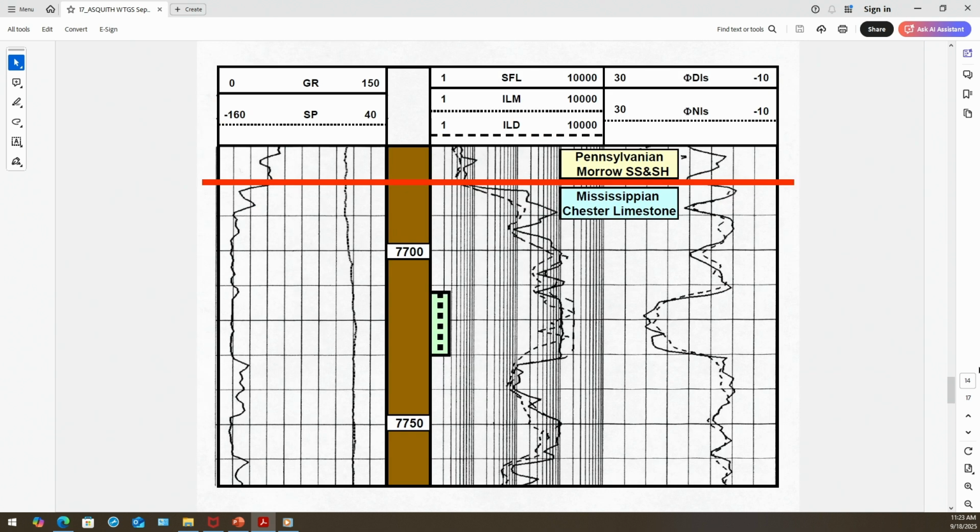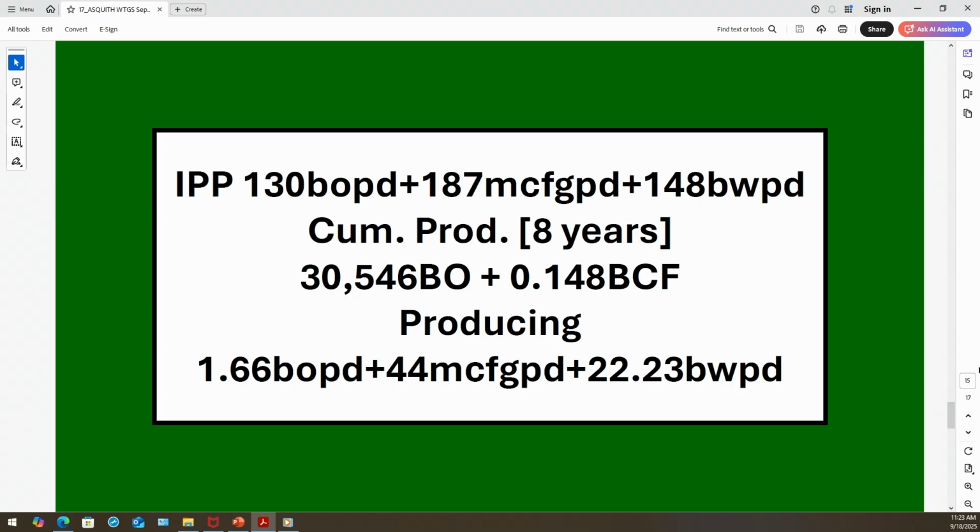All right, so there's the perfs that were done. And it IP'd pumping 130 barrels of oil, 187 MCF gas per day, and 148 barrels of water. Notice, of course, in an oil wet reservoir, you will always make some water because water's not the wetting phase.